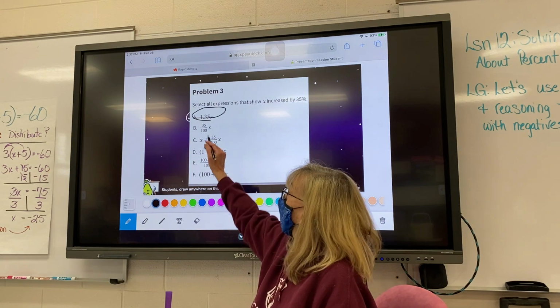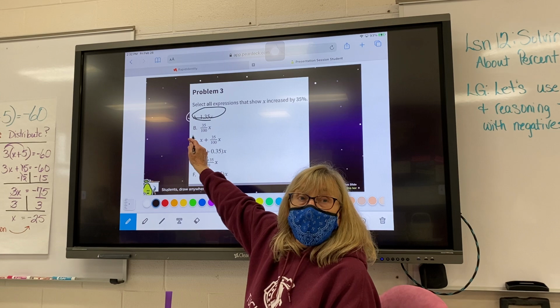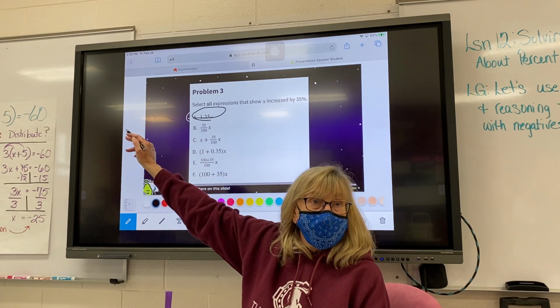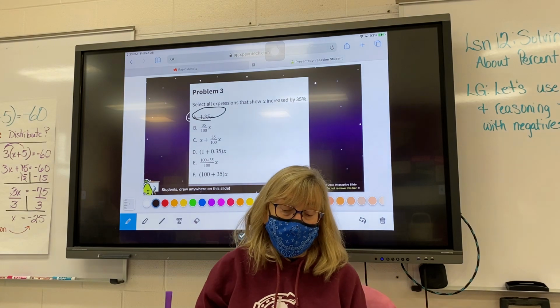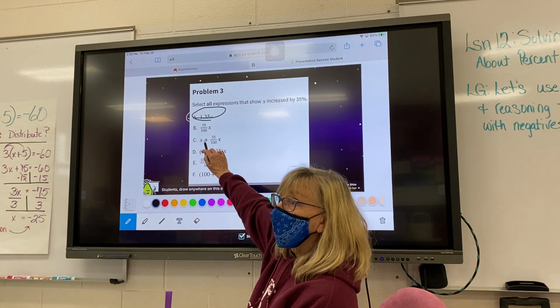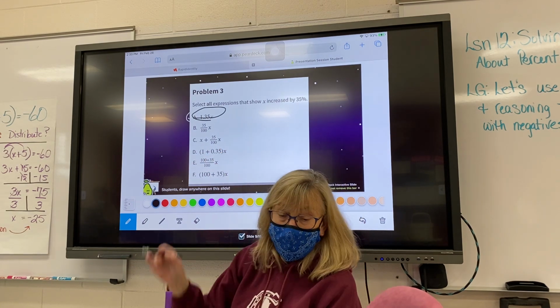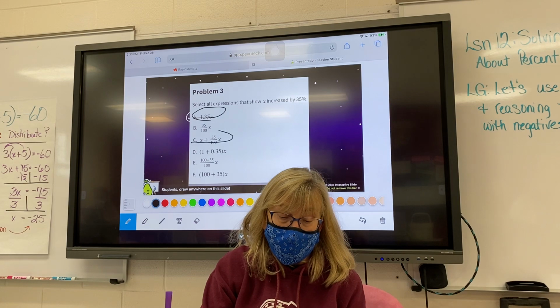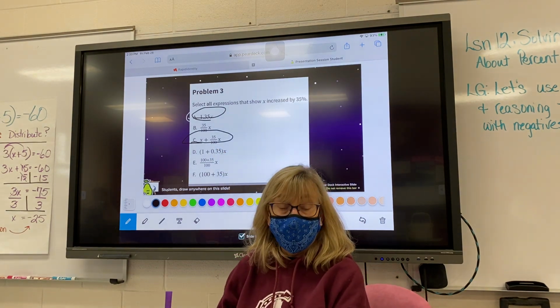No. B is only 35% of X. We want to increase X by 35%, not reduce it to 35%. So B doesn't work. Look at C. C has got X, plus then what are we adding to it? 35% of X, because 35% written as a fraction is 35 over 100.